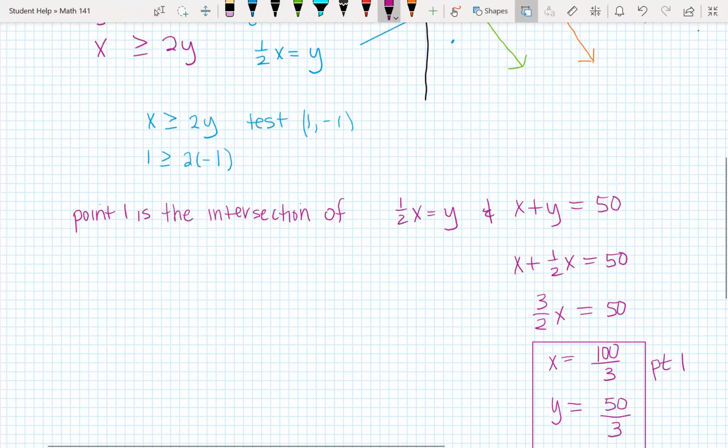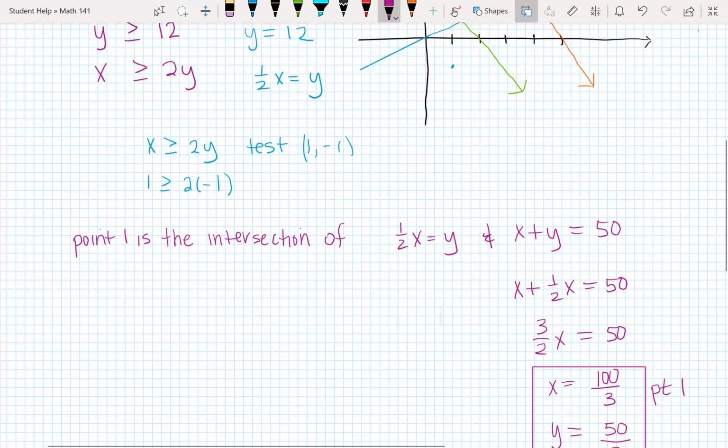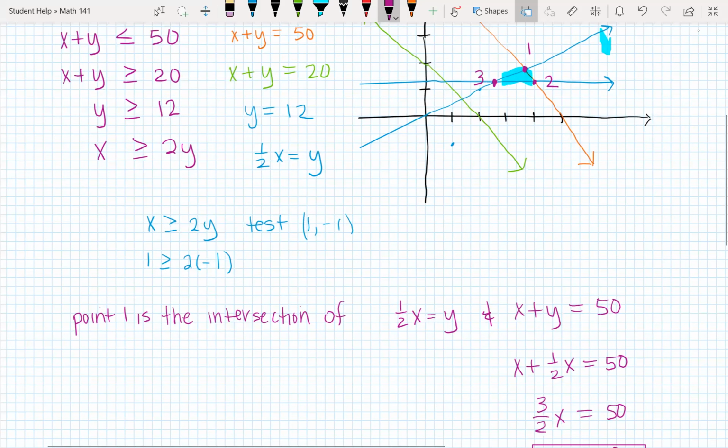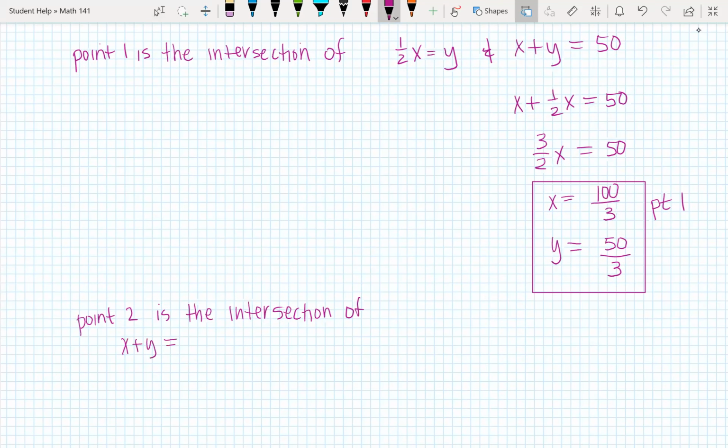All right, let's do that again for the other points. Point 2 is the intersection of, let's see, well, it's the line y equals 12, and then also the orange x plus y equals 50. So x plus y equals 50 and y equals 12. This one's a little bit easier to figure out because we know what y is. So point number 2 is going to be 12 for y, and then that would be 38 for x.